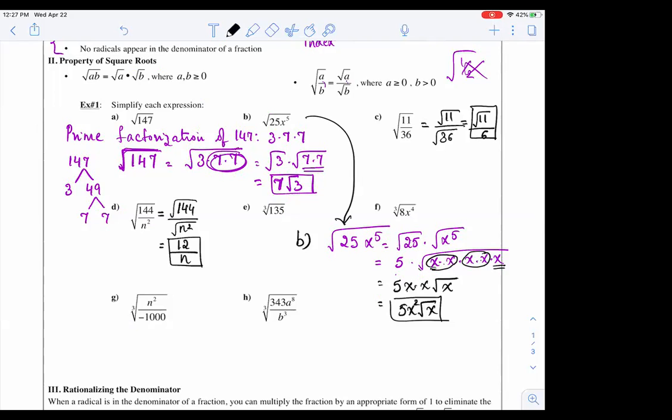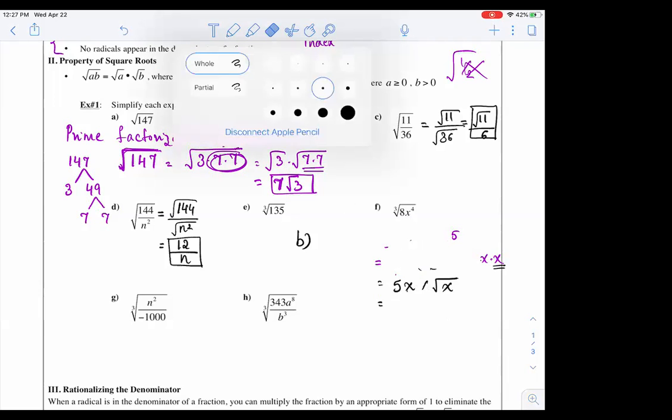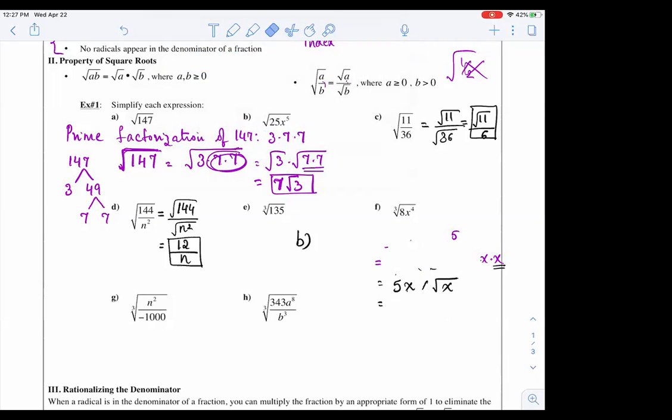Okay, question E. I'm going to erase the work. Okay. Question E is, do you see what the index is in E? 3. That means you're finding the cube root.